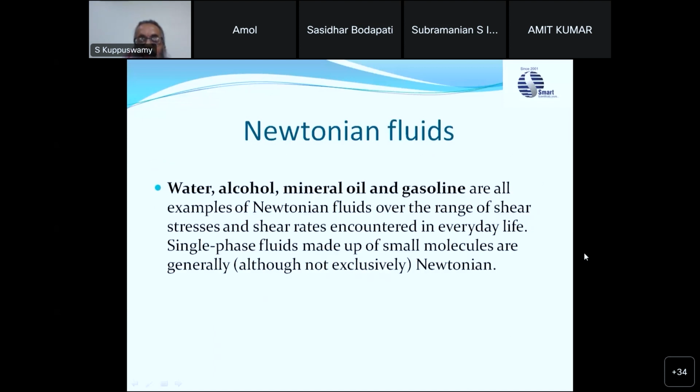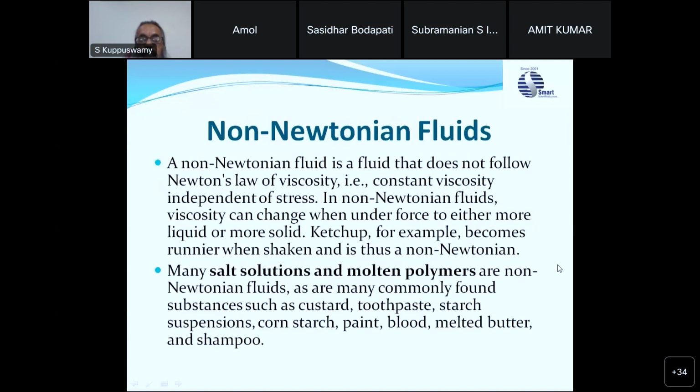Water, alcohol, mineral oil, and gasoline are all examples of Newtonian fluids over the range of shear stresses and shear rates encountered in everyday life. Single phase fluids made up of small molecules are generally, although not exclusively, Newtonian. This is a small definition. Single phase fluids made up of small molecules are generally Newtonian fluids.